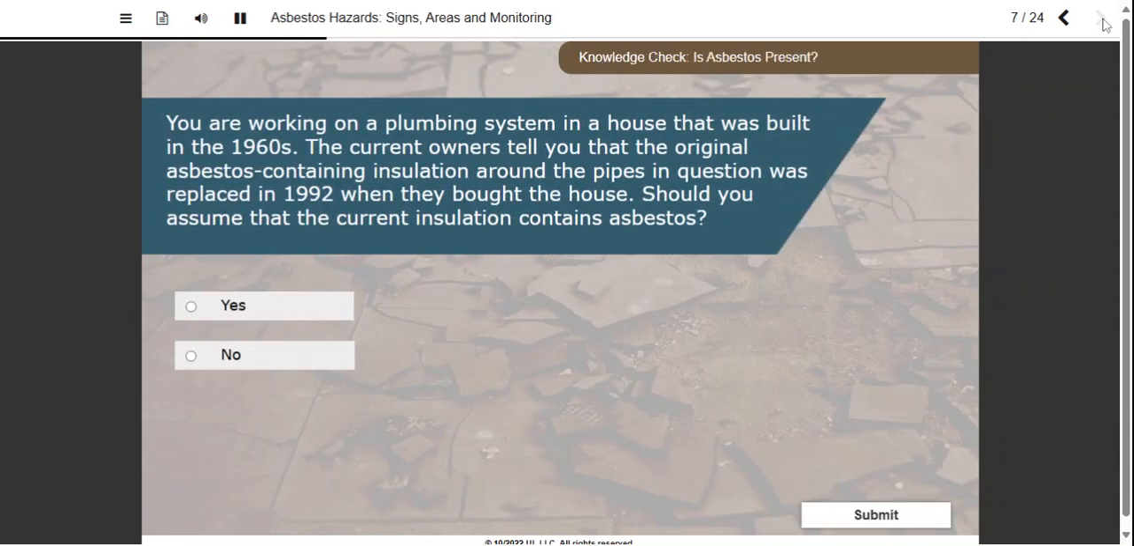You're working on a plumbing system in a house that was built in the 1960s. The current owners tell you that the original asbestos-containing insulation around the pipes in question was replaced in 1992 when they bought the house. Should you assume that the current insulation contains asbestos?